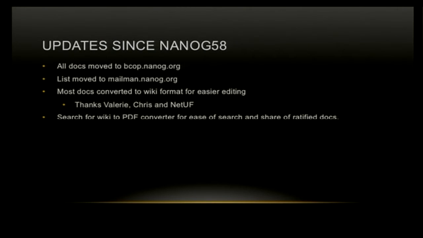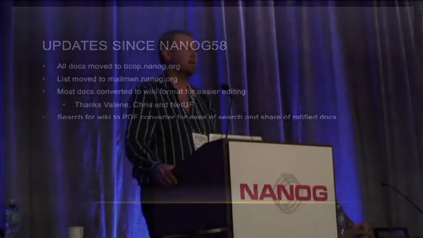And I know there's also a search in progress for a nice, easy wiki to PDF converter so that we can hand off these documents in a nice way for the global internet to search and see the ratified version of the documents in an easier format. In other words, the wiki is intended for the people who are actively working on them, and some sort of easily searchable PDF for people who are actually reading them.